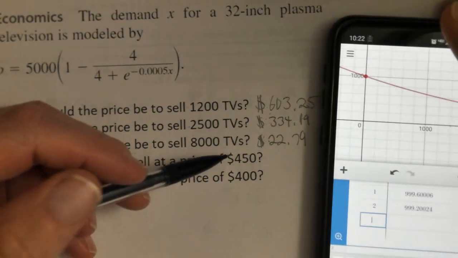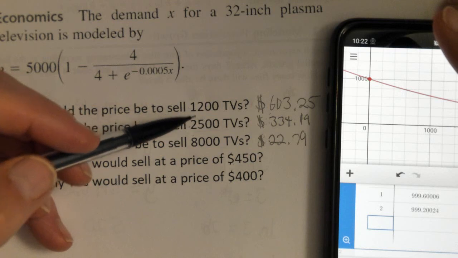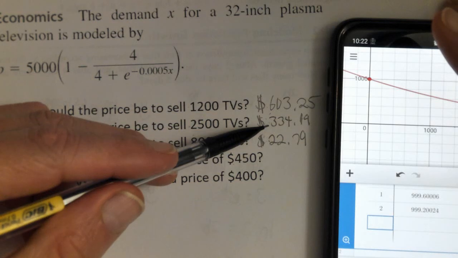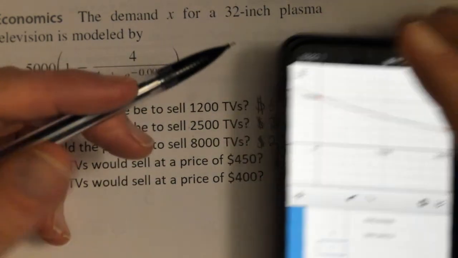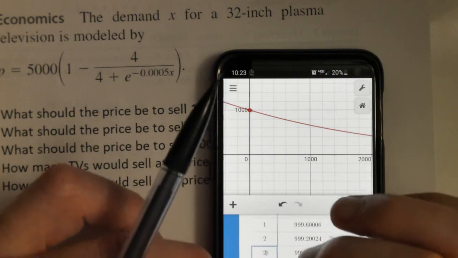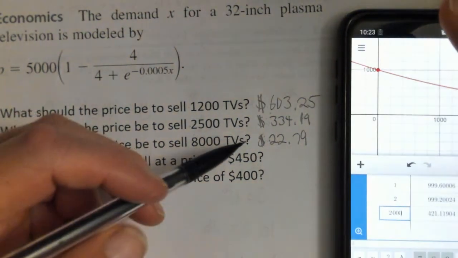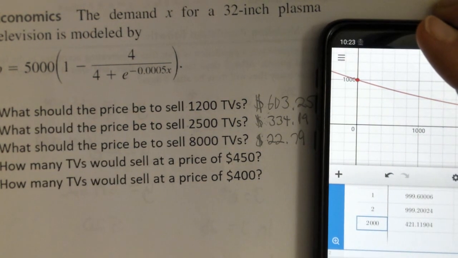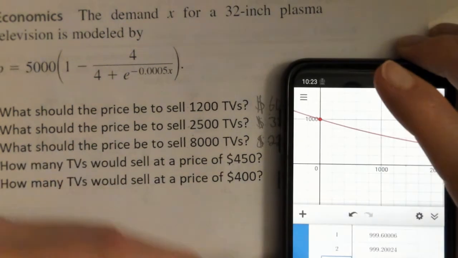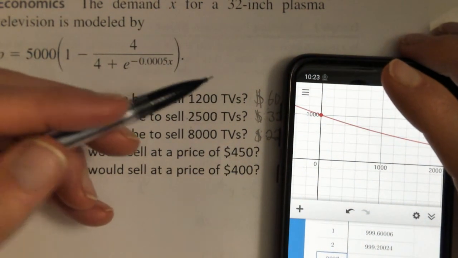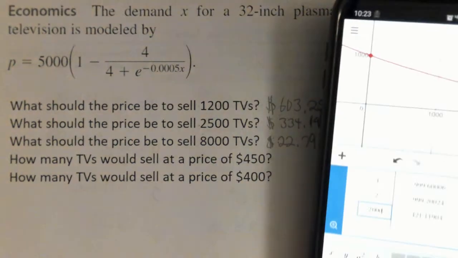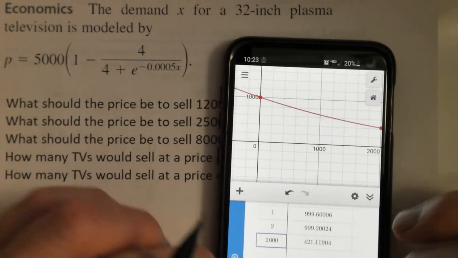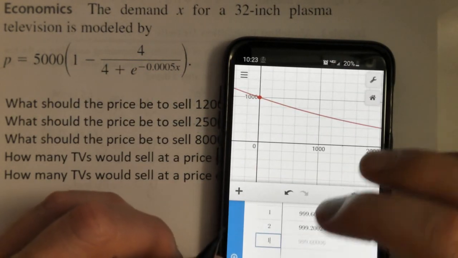So 450. I already know that 1,200 is 603, and I know that 2,500 is 334, so I'm going to pick something in between there. Let's start with maybe 2,000. At 2,000, the price is 421. So my price is too low. I need to get up to 450, which means I need to lower the amount that I'm trying to sell. So I need to come down a little bit. Let's go down to maybe 1,800.